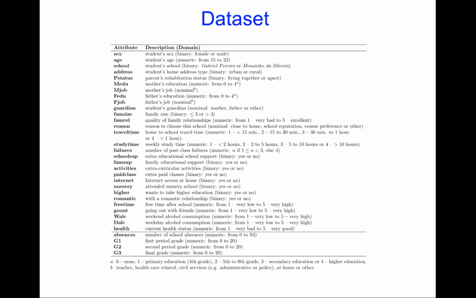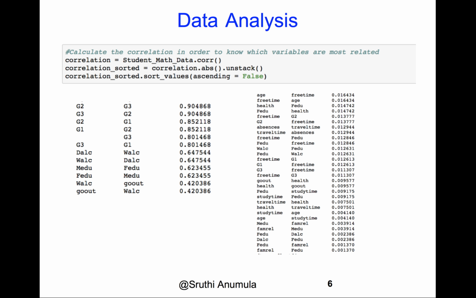This study will consider the data collected between 2005 to 2006 school year from two public schools. Now we have got an overview of what are all the features present in the dataset. Now let us go ahead and analyze what are the relationships present between the features.